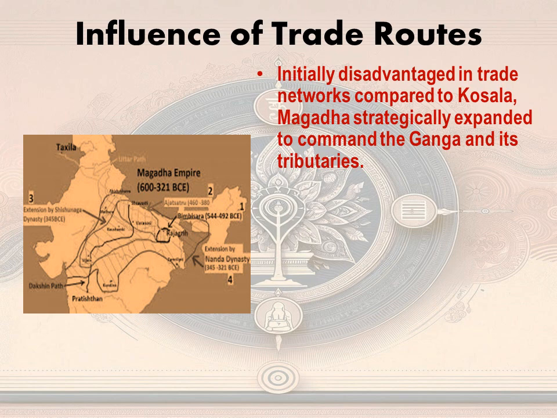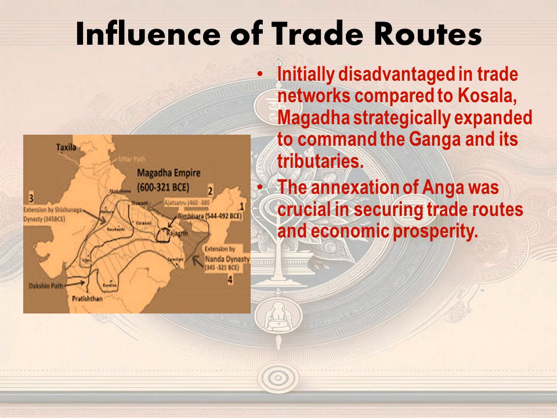When we discussed the 16 Mahajanapadas, we discussed how Kosala functioned as a trading hub in the 6th century BC. But by the time of the Nandas, Magadha strategically expanded itself and commanded the trade routes in the North Indian subcontinent, mainly the trade routes which used to run through the river Ganga. The annexation of Anga was crucial for securing trade routes and economic prosperity. So, the annexation of the territory of Anga by Bimbisara in the east of Magadha was a very important factor which led to secure trade routes in the eastern part of the Indian subcontinent, because Anga was another important trading junction.